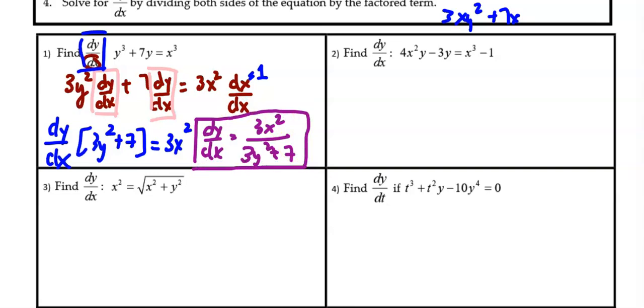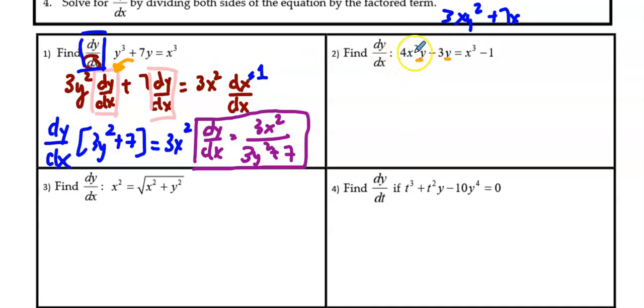Okay, so let's try another one. Let's look at another example here. So this says dy dx. What I have students do that struggle a little bit here is look at every term that has a y in it. Anytime you have a term that has a y in it, you're going to add a dy dx to your derivative.